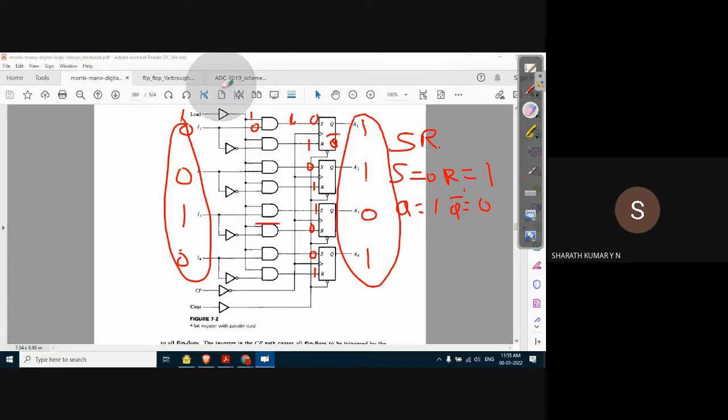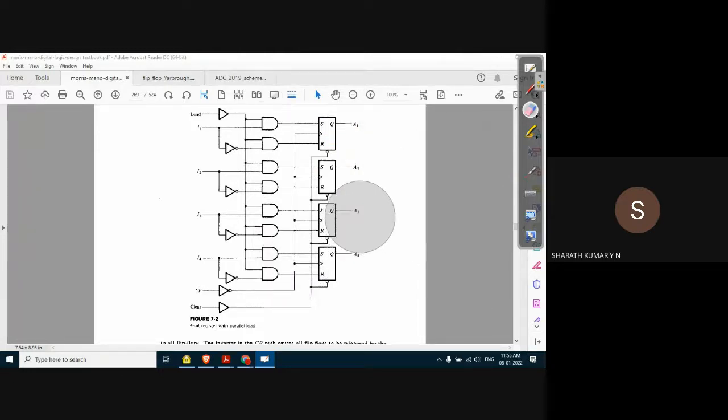Now observe this. What if the load condition is 0? Let me erase this also, so let me write again. If load is 0, all the inputs of this AND gate become 0. Load is connected to all the gates, and hence the output of all the gates becomes 0. That means the SR input for this parallel register is 0000, with all inputs as 0 for a shift register.